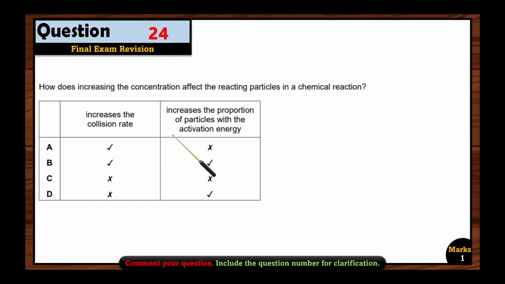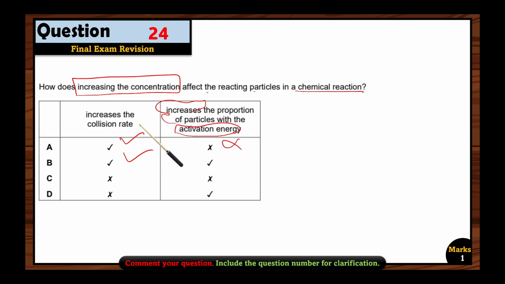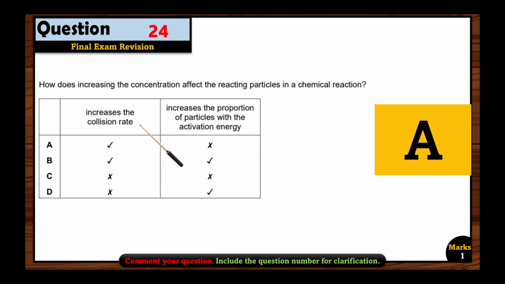Question 24. How does increasing the concentration affect the reacting particles in a chemical reaction? So increasing the concentration always increases the rate of reaction, right? So the collision rate will increase. Yes, that's right. Increasing the proportion of particles with activation energy. So that's wrong. It has nothing to do with the activation energy, okay? It just increases the collision rate because there are more number of particles. So option A is the right option.